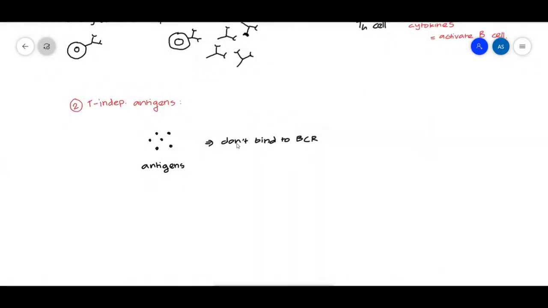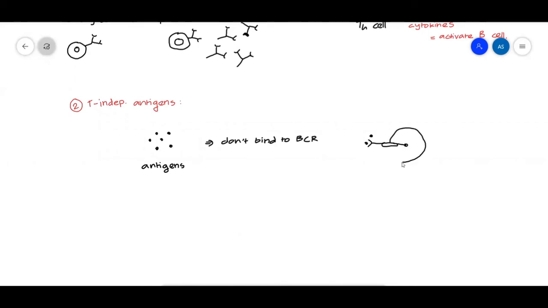However, it's not going to be the case in the case of T-independent antigens. In T-independent antigens, it's not going to bind to B cell receptors. Rather, it's going to bind to other receptors, for example, the toll-like receptors, etc. So it's going to bind to some other receptors that are going to look a bit different.